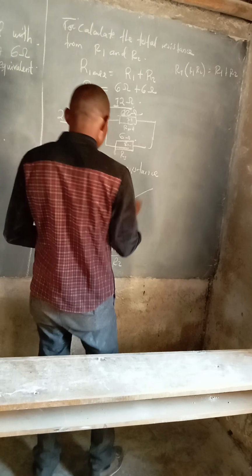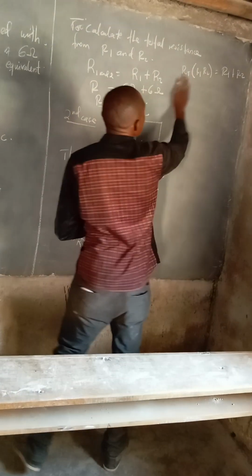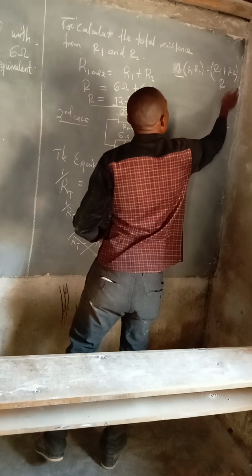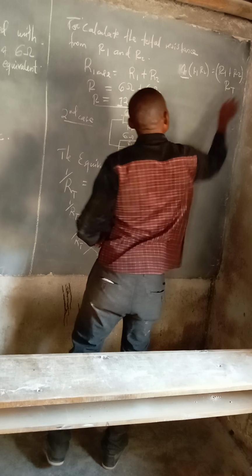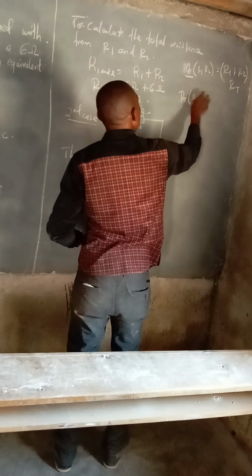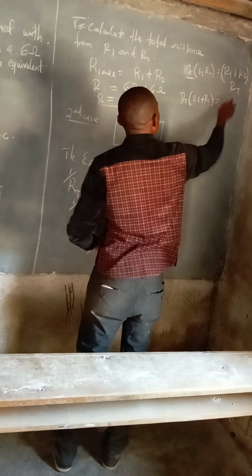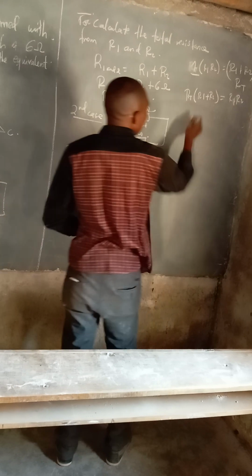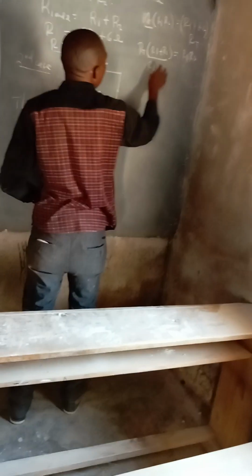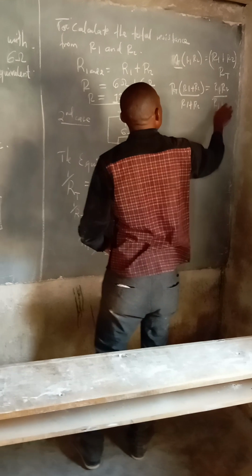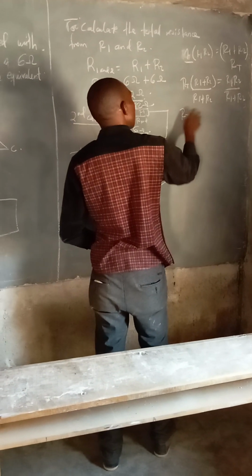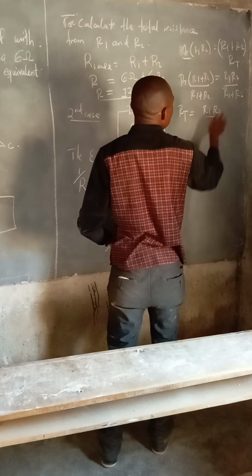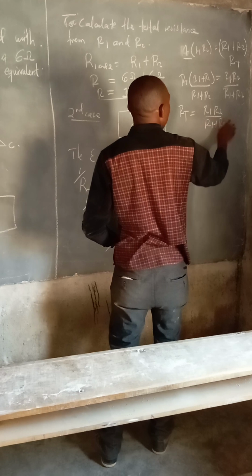Then R total is equal to R1 R2 divided by R1 plus R2. So R total is equal to R1 multiplied by R2, divided by R1 plus R2.